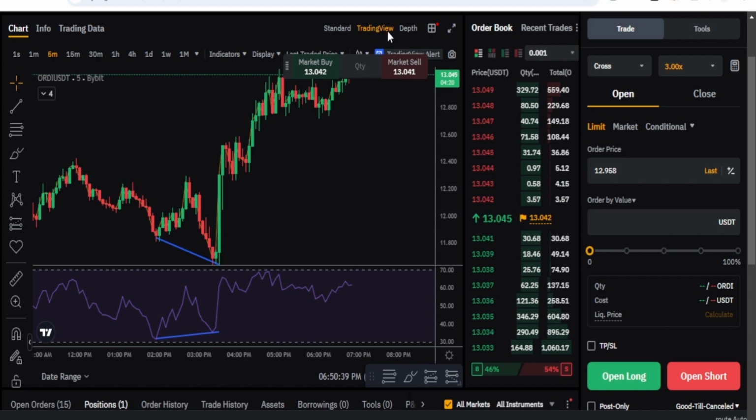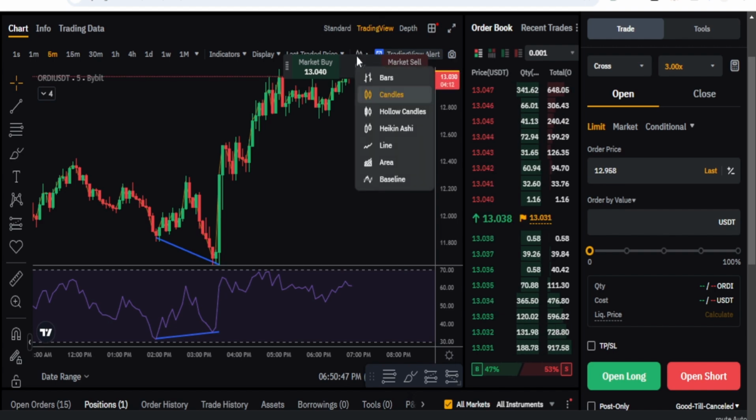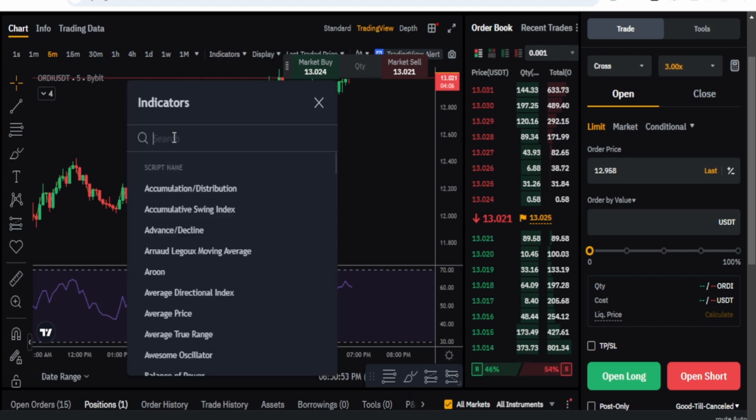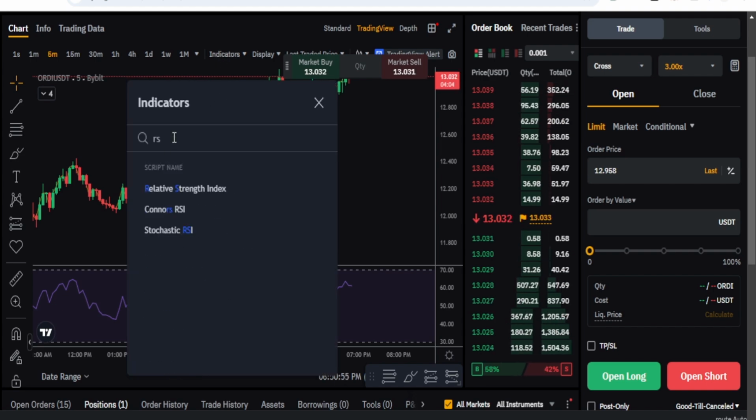The first thing you want to do here on Bybit is make sure that we're using the TradingView chart option. They have the standard chart, which is the one for Bybit, and then they have the TradingView. So the TradingView is what you want to switch to, and once you switch to the TradingView option, you want to come in here to indicator, click on it, and then go ahead and type in RSI right here.